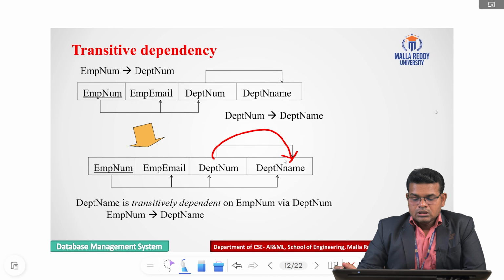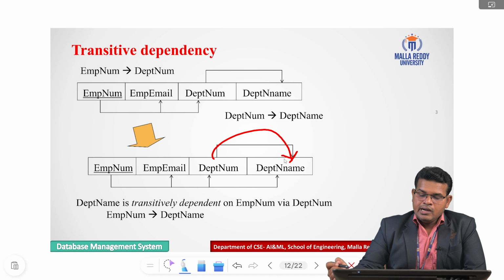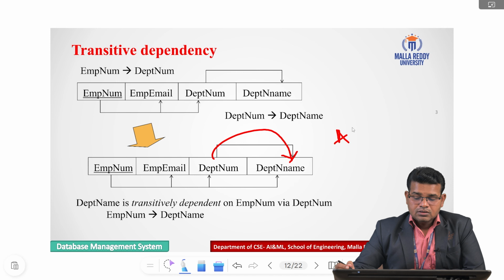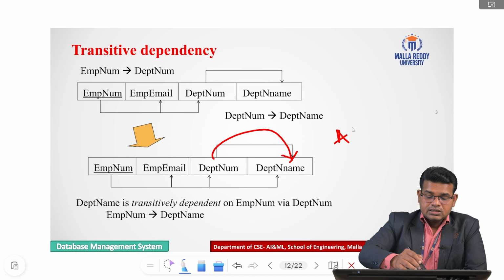Now, if this kind of dependency occurs, what can we say? Suppose employee number is A and all other attributes are B, C, D.